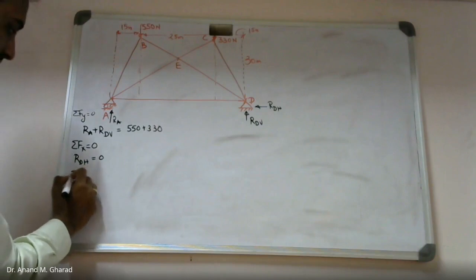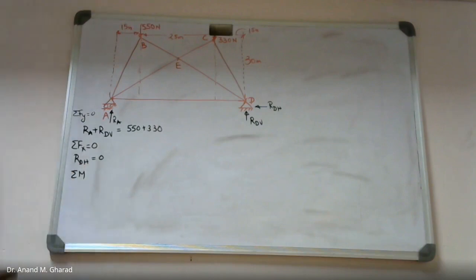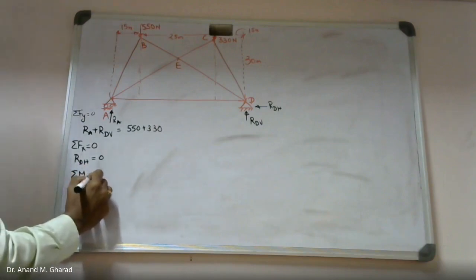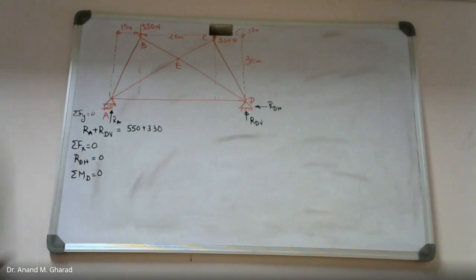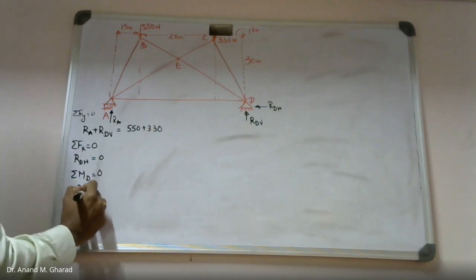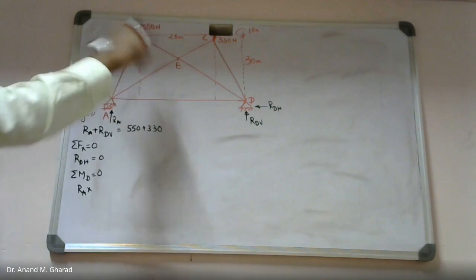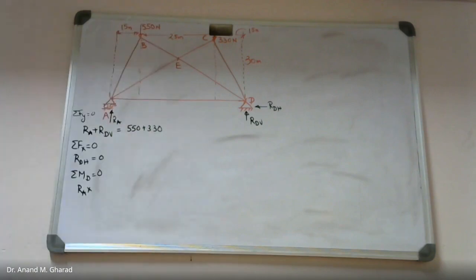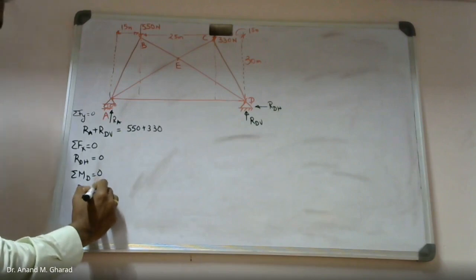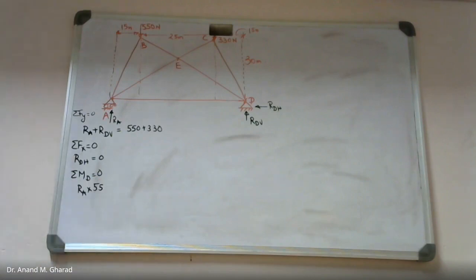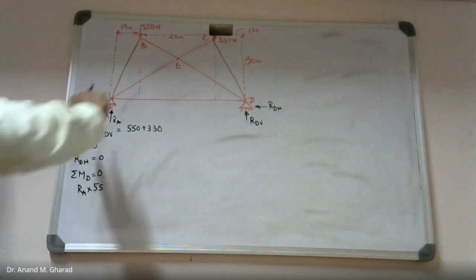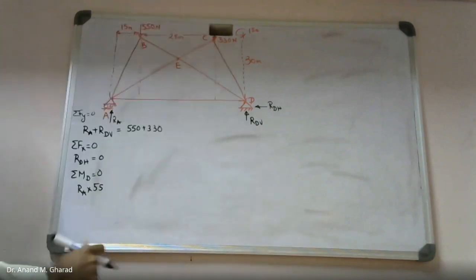Take moment. You take moment about any point. Let's say moment about D equal to 0. RA into what is the perpendicular distance? How much it will be? Will it be 55? Please let me know. RA into 55 and it is clockwise.